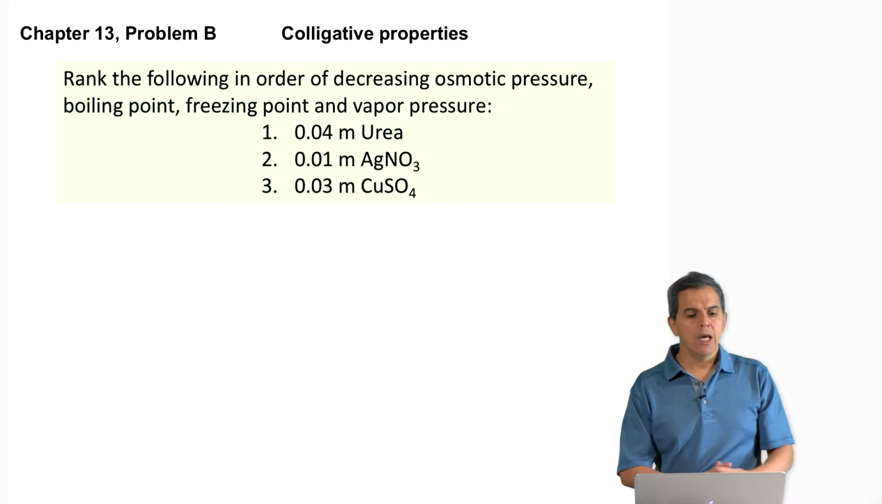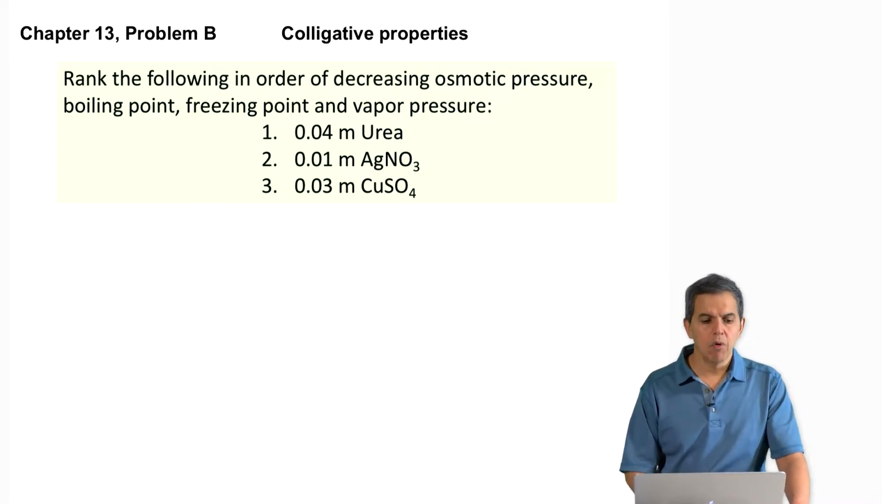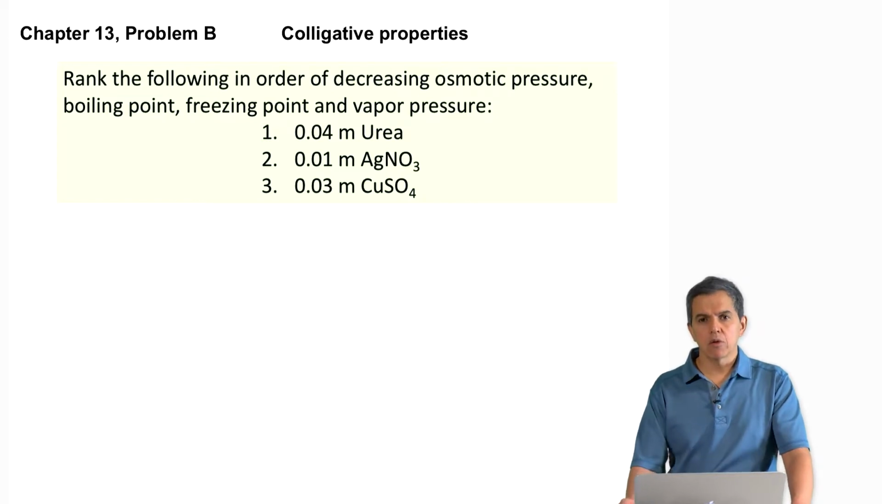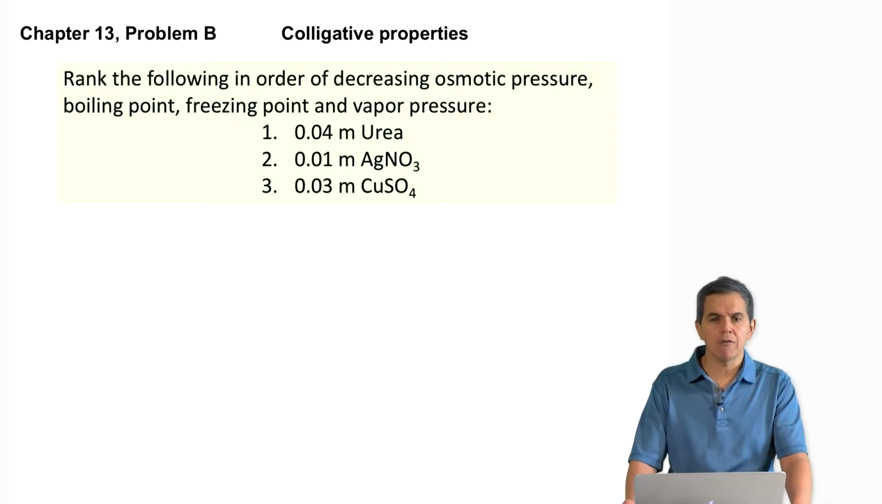In this problem, the idea is to rank, in order of decreasing osmotic pressure, boiling point, freezing point, and vapor pressure, three solutions. One is 0.04 molal urea, another is 0.01 molal silver nitrate, and the third is 0.03 molal copper sulfate. Take a few minutes to think about this problem, propose a solution, solve the problem. If necessary, pause the video, and then let's compare our solutions.